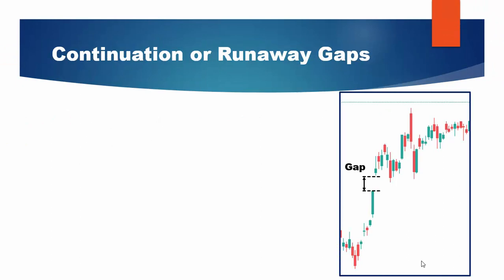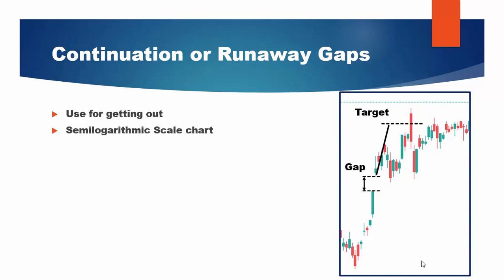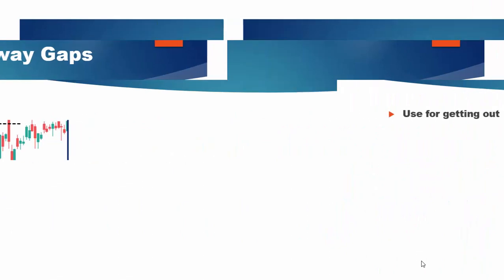For measuring a target for these gaps, we should measure the movement before the gap and apply it after the gap to see the target. But this measurement is good for getting out of the market rather than getting in. You should also be careful to apply this measurement rule on a semi-logarithmic scale chart to get the best results. The last important gap is the exhaustion gap.